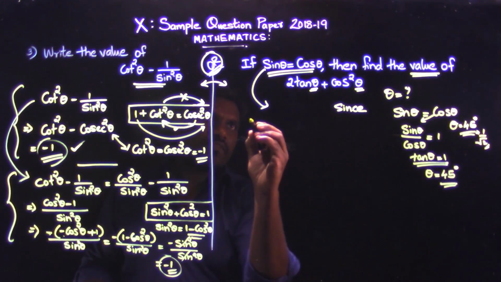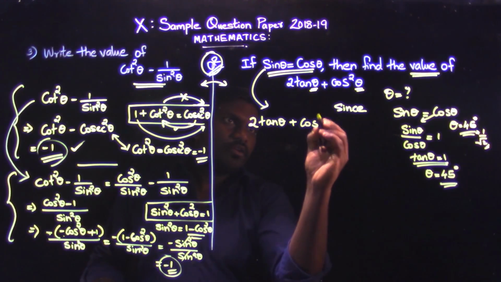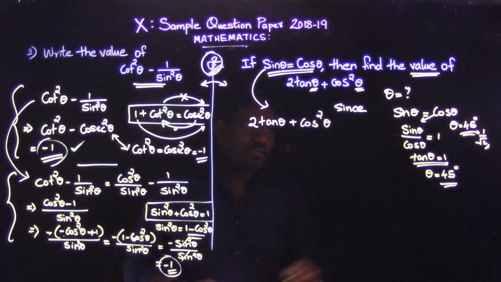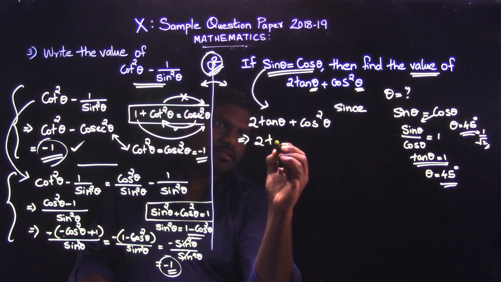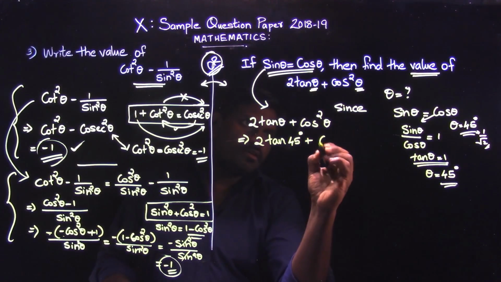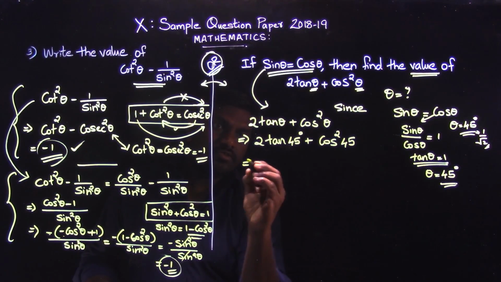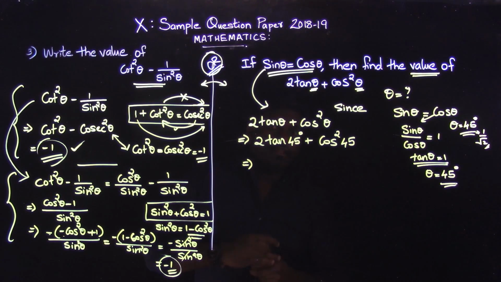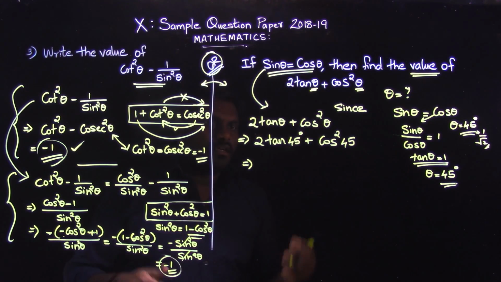Now you are supposed to find the value of 2 tan theta plus cos square theta. If I apply the theta here, what am I going to get? 2 tan 45 plus cos square 45. And you need to know the formulas, I have told you. If you do not know the formulas, the values of tan 45 and cos 45, there is no way out that you are going to do this problem.